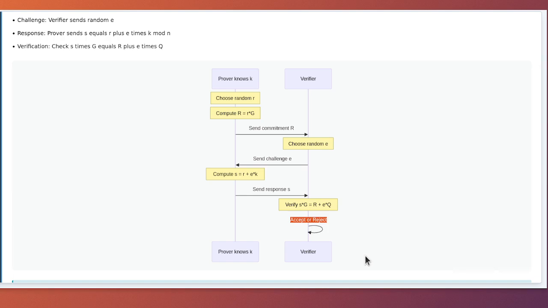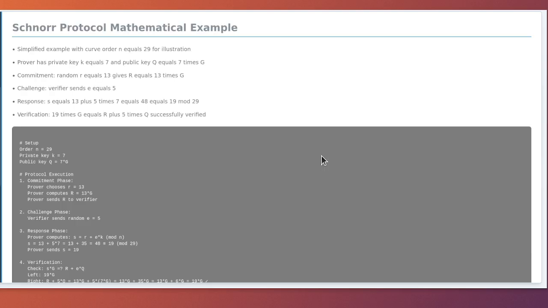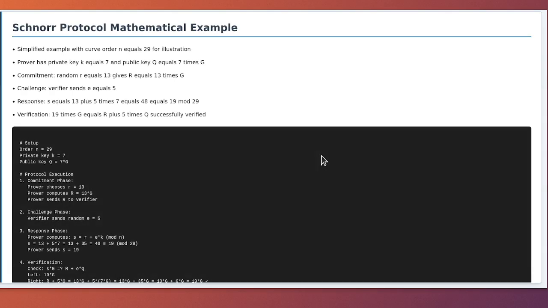The probability of a cheater succeeding is essentially the probability of guessing E, which for a 256-bit challenge is approximately 2 to the negative 256, utterly negligible. The protocol is also zero-knowledge, which we can show by constructing a simulator that produces indistinguishable transcripts without knowing K, but we'll explore that in more detail later. Schnorr protocol mathematical example.